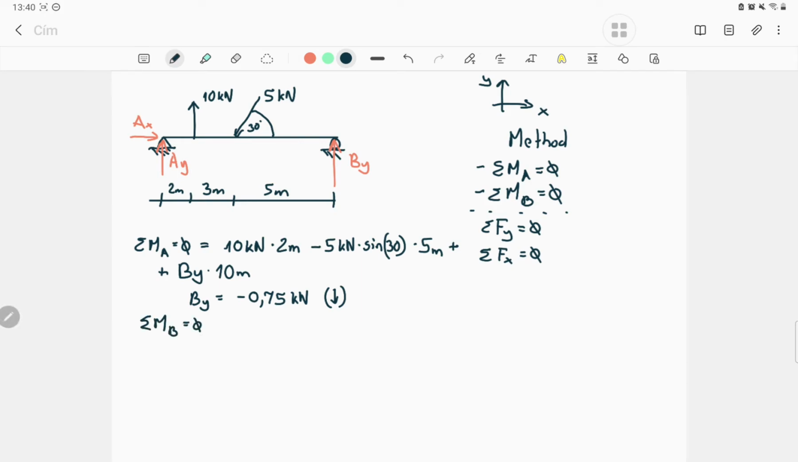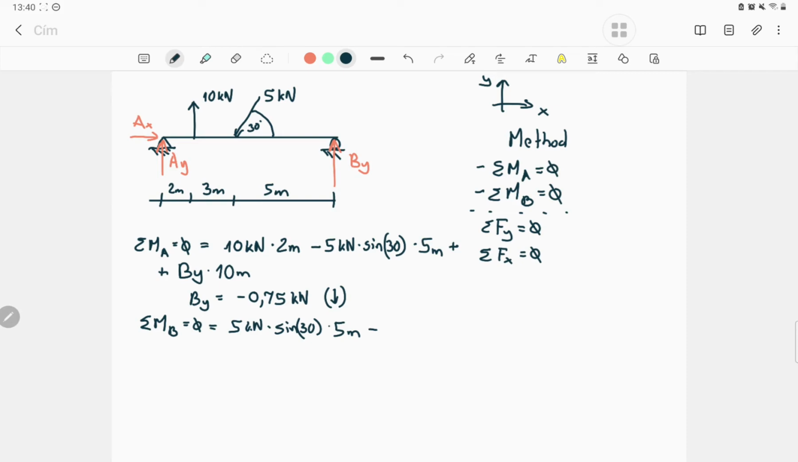Let's see, the moment around the B point still has to be 0. Now I will write, just to show you that the direction doesn't matter, the y component of the 5 as a positive rotation: sine 30 degrees times 5 meters from the B point. The only thing that matters is how you start. For example, now the anticlockwise is positive. Everything that is anticlockwise has to be positive, and the clockwise has to be negative from now.